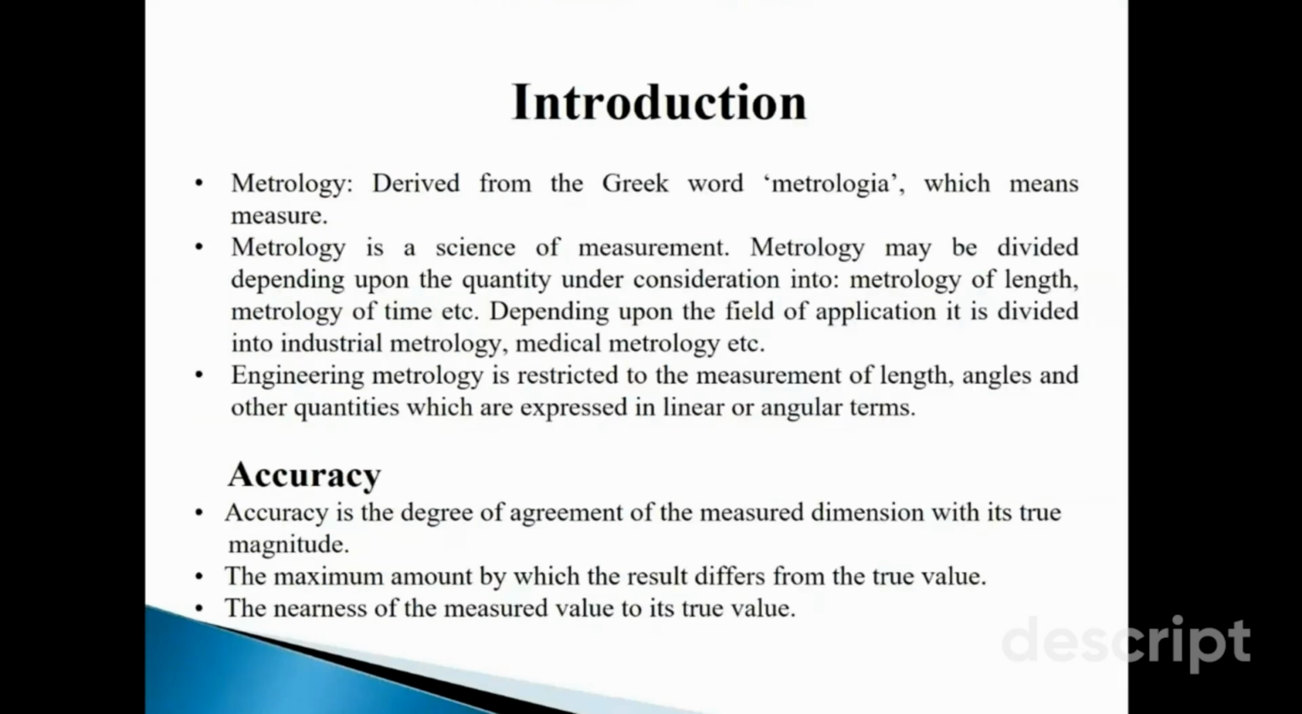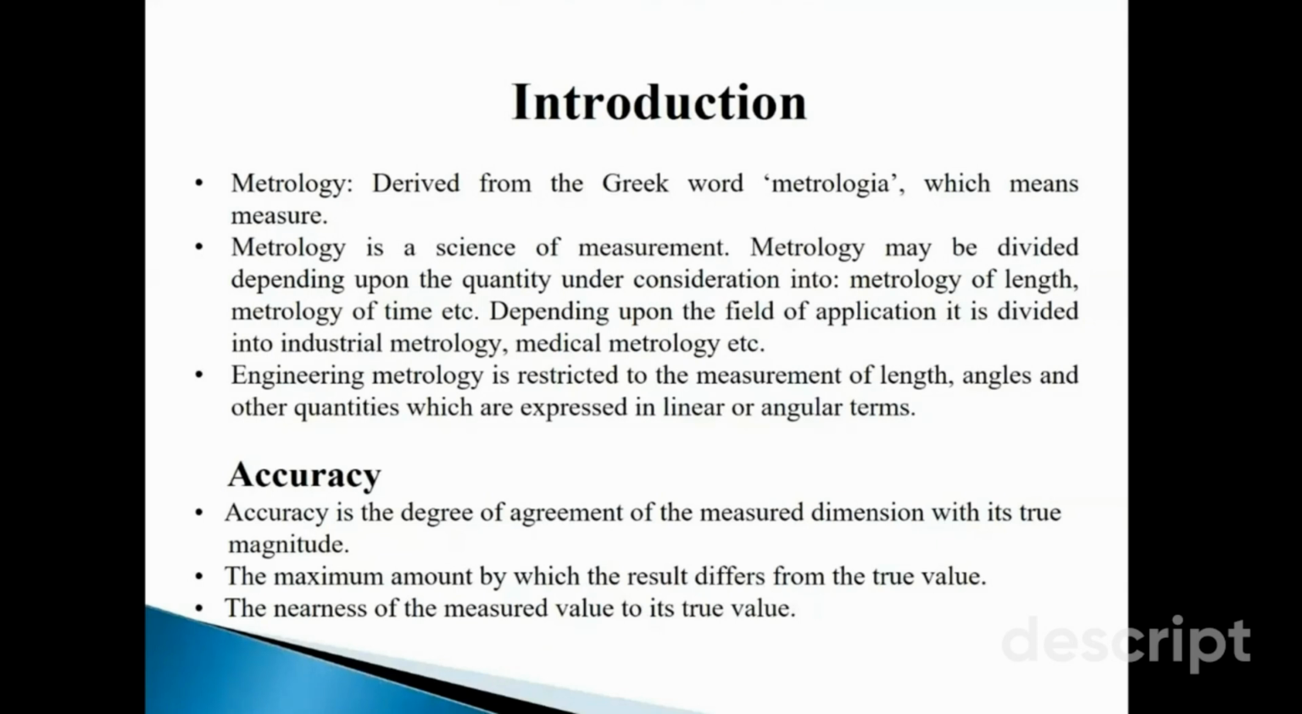What is metrology? It is derived from the Greek word metrologia, and in some references you will find it written as metron logos. It is the science of measurement, and it has different domains of measurement, and different quantities can be measured with the help of this science, like measurement of length, measurement of time, etc. Depending upon the field of application, it is divided into different types of metrology. It may be industrial metrology, it can be medical metrology, etc. You name the field and you will find its application, because measurement starts from your daily life routine.